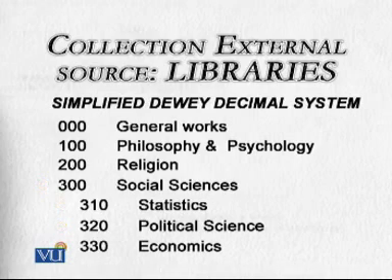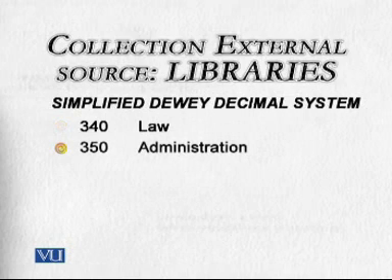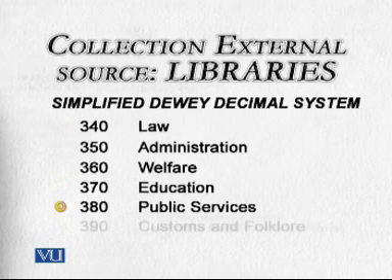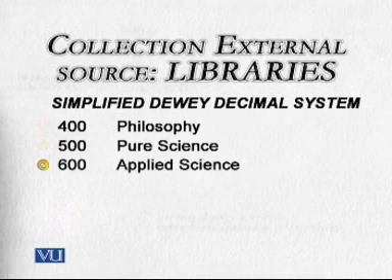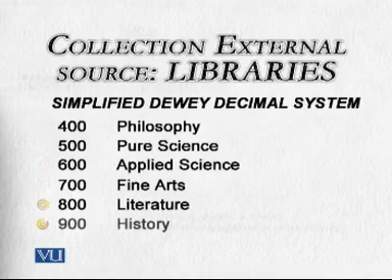science, 330 is economics, 340 will be law, and 350 administration, 360 welfare, 370 education, 380 public services, 390 customs and folklore, and then comes 400, which is philosophy, and 500 pure science, 600 applied science, 700 fine arts, 800 literature, and 900 history. So this is how you can find books from the library yourself.